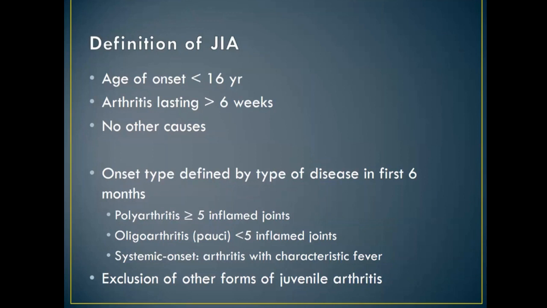So of course you can't have another cause to have the diagnosis of juvenile arthritis. And the onset type is defined by how many joints they have in those first 6 months. So if you come in with a rip-roaring inflammation in all of your small joints of your hands, then we're going to say you have a polyarthritis. If a child only has 1 or 2 joints, we're going to say they have an oligoarthritis. And if they come in with the characteristic fever and systemic rash, then we will say they have systemic onset juvenile arthritis. And there's a bunch of other forms of juvenile arthritis.